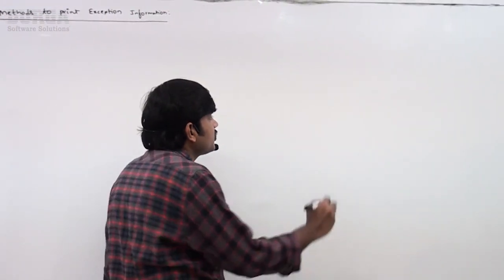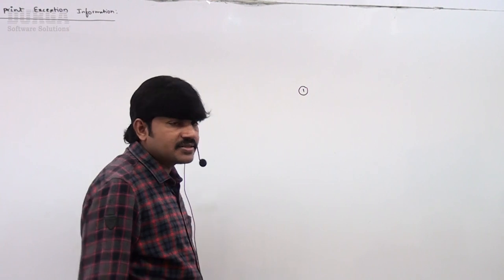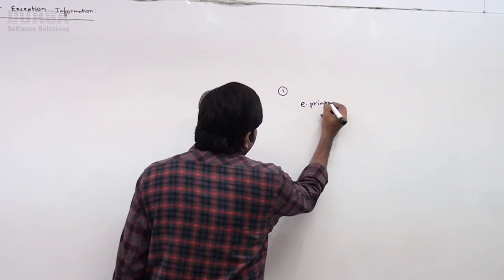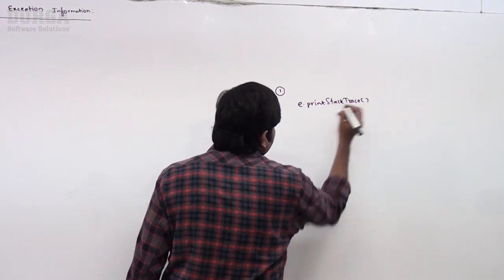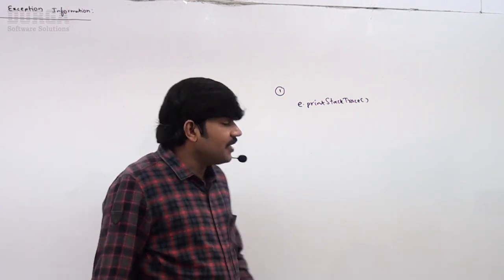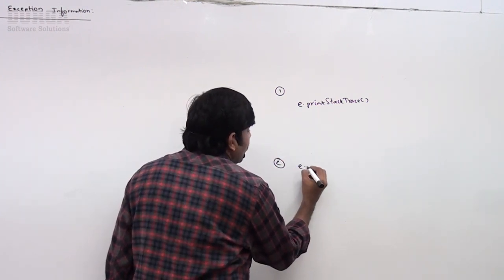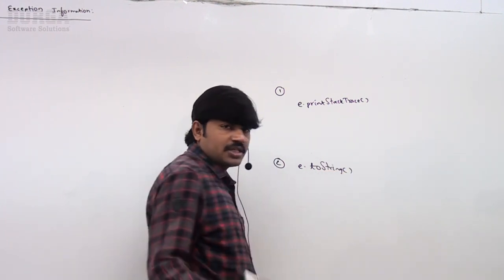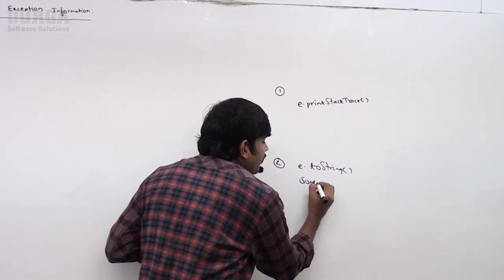What is the first one, sir? Print stack trace. e dot printStackTrace. This is one method which is available. Sometimes we may go for e dot toString method also, or simply print SOP of e.